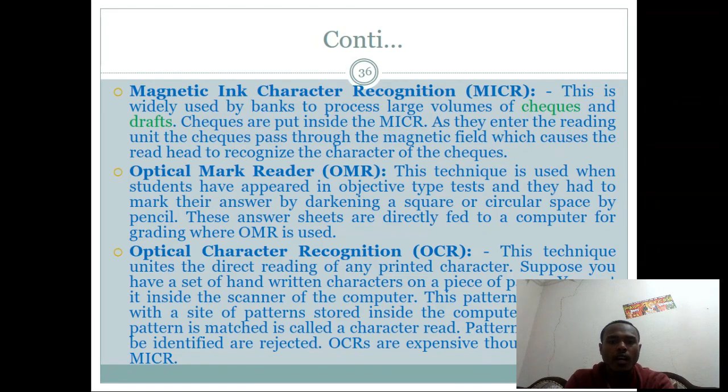Magnetic ink character recognition is widely used by banks to process large volumes of checks and drafts. Optical mark reader is used when students have appeared in optical tests. And optical character recognition is used for direct reading of any printed material.